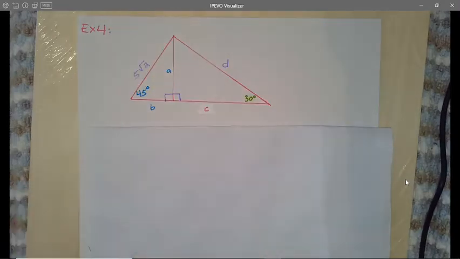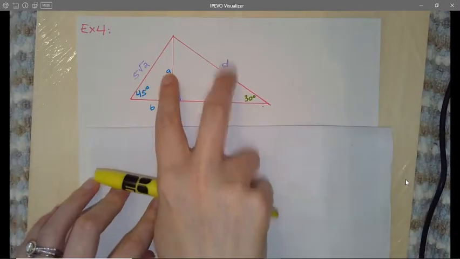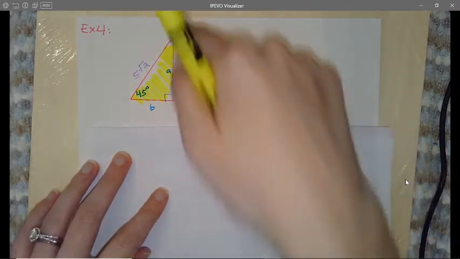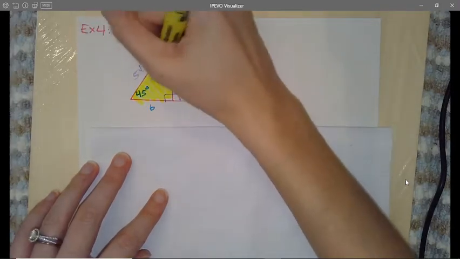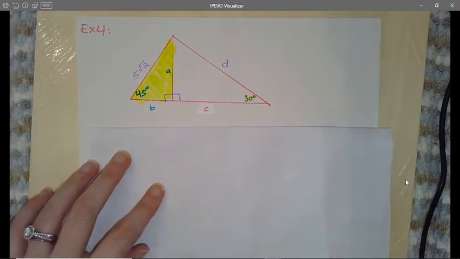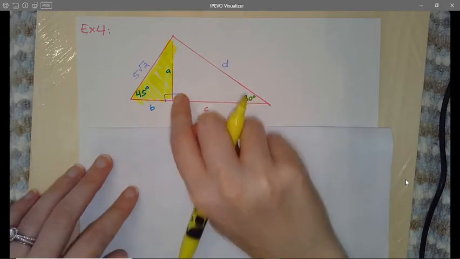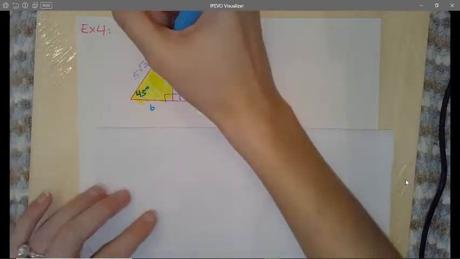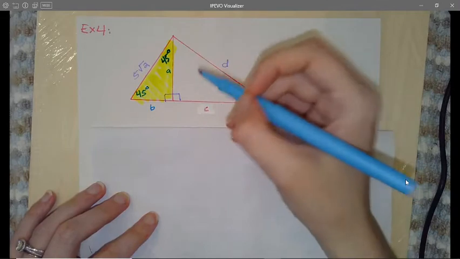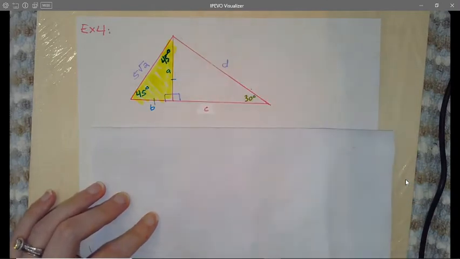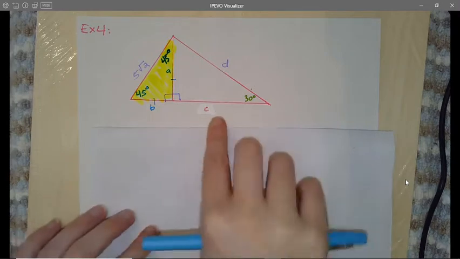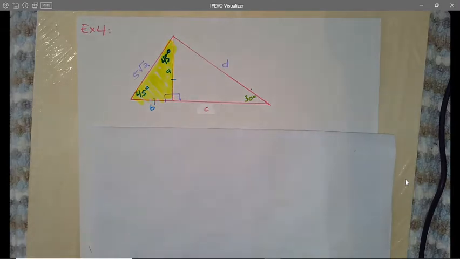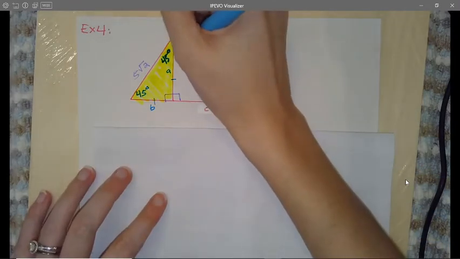And if you see here, inside the big triangle, there are two little triangles. We have this triangle over here, and then we have this triangle right beside it. Looking here, I have a 45-degree angle and a 90-degree angle. So what do you think is the missing angle in this triangle? Holy hot dog, that would be a 45-degree angle. So this triangle is an isosceles right triangle, so these two sides are congruent. And in this triangle, I have a 30-degree angle and a 90-degree angle, which means my missing angle is a 60-degree angle. Look at that.